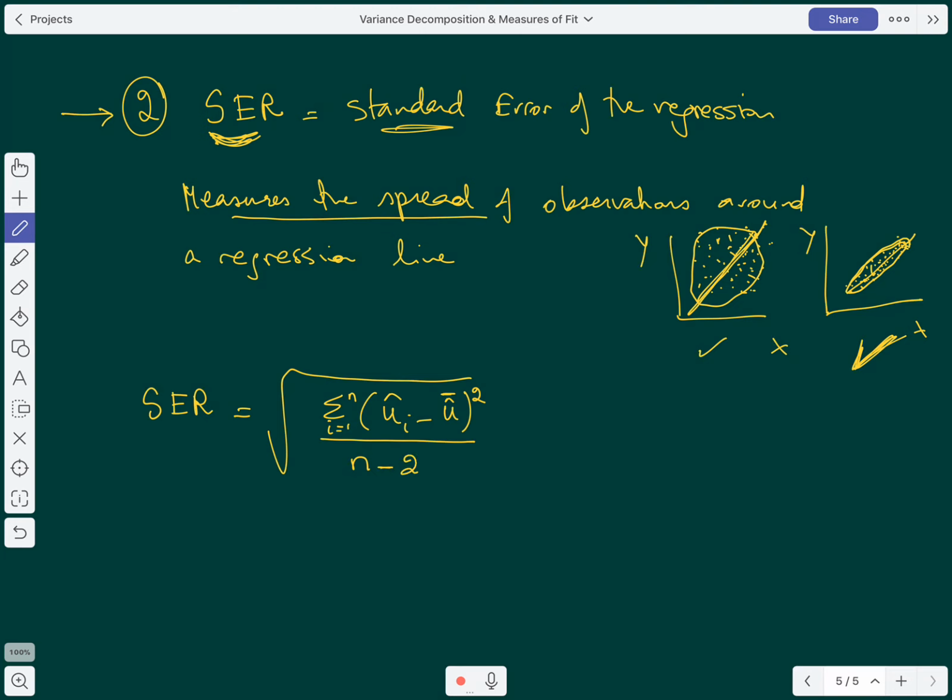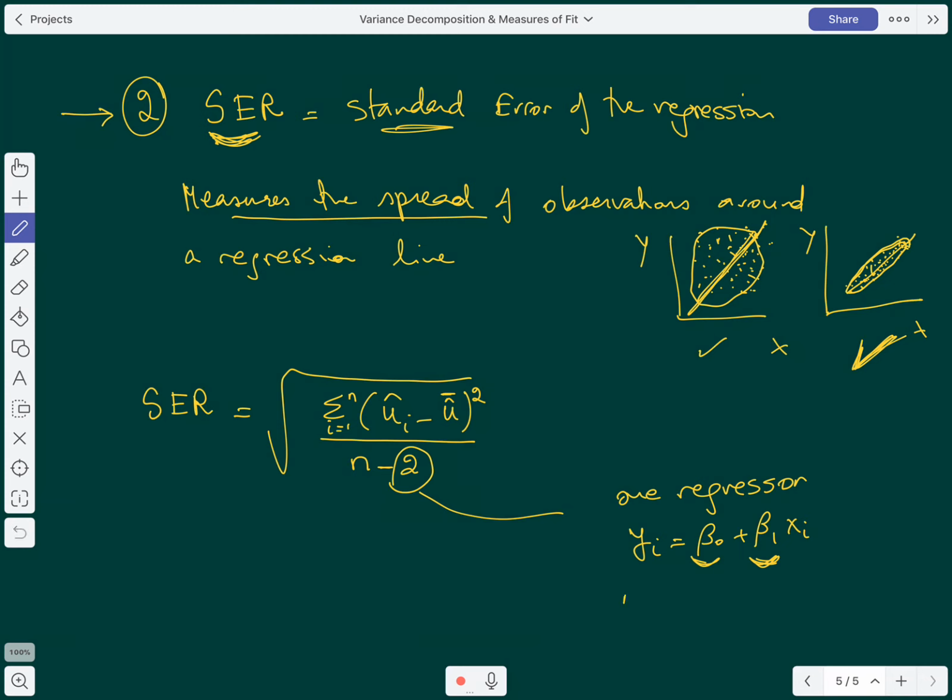Why 2? Let's say I'm starting with a very simple model, so 2 in case I have one regressor. So if I have one regressor, then I'm estimating y_i equal to beta naught plus beta 1 x_i, right? And I'm going to have two parameters to estimate, and that's why when we correct for degrees of freedom, we just say minus 2.